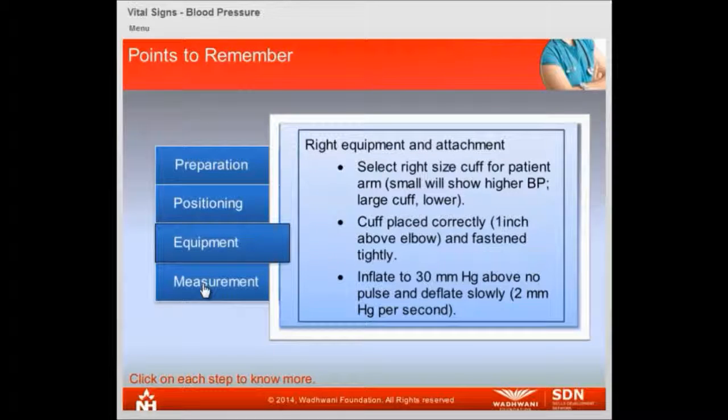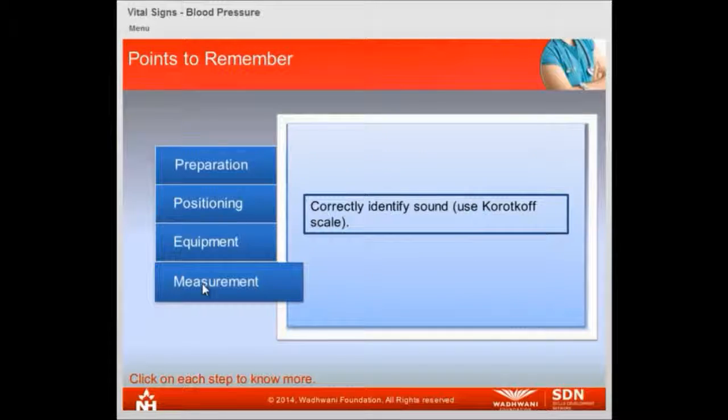Right equipment and attachment. Select right size cuff for patient arm. Small will show higher BP. Large cuff will show a lower BP. The cuff should be placed correctly, 1 inch above the elbow, and fastened tightly. Inflate to above 30 mm of mercury, no pulse, and deflate slowly, 2 mm of mercury per second. Correctly identify the sound, Korotkov scale.